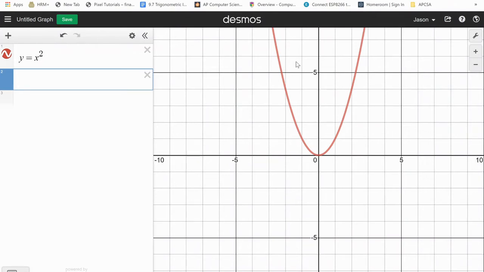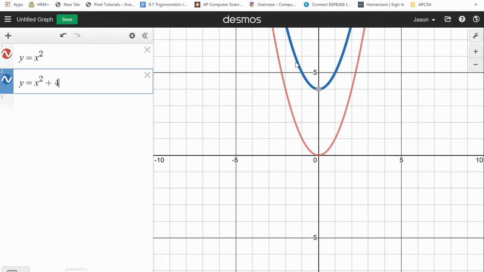Before we dive straight into that, I want to talk about the parent graph and some different effects that adding different numbers do to that. So I'm going to add a second graph here. And we already know what adding a number on to the end would do. So adding 4 just moves it directly up 4.